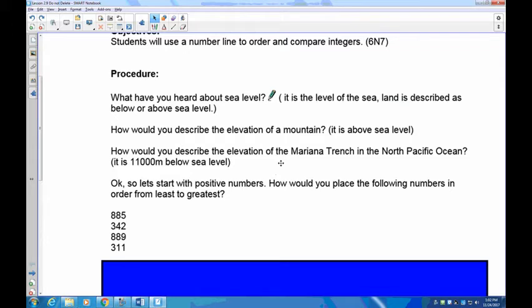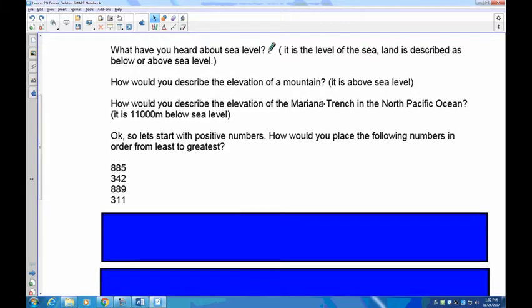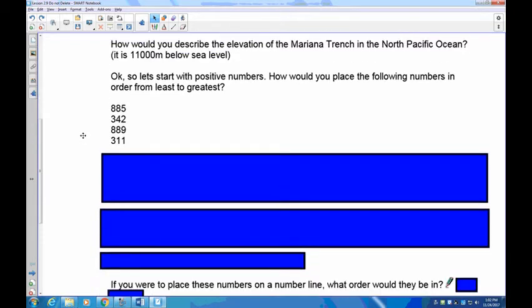So as we start talking about positive and negative numbers, the first thing we need to do is start putting things in order. I'm going to let you start with just some positive numbers. You've got 885, 342, 889, and 311. I'd like you to put those in order from least to greatest, please. Pause the recording and do that quickly.